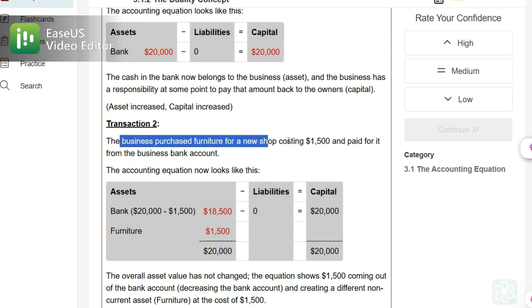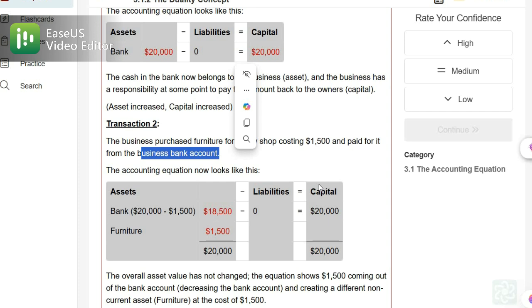Did a business purchase furniture for a new shop costing $1,500 and paid for it from the business bank account? So this means that your business bought furniture at a cost of $1,500 and paid from the bank. So the bank asset is decreased by how much? 1,500, and your furniture, which is an asset, increased by 1,500.